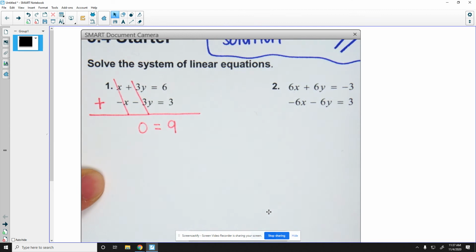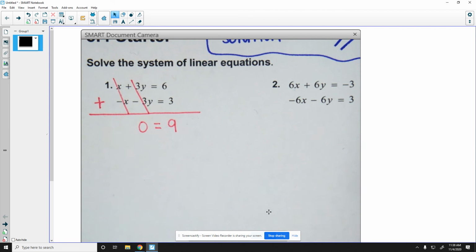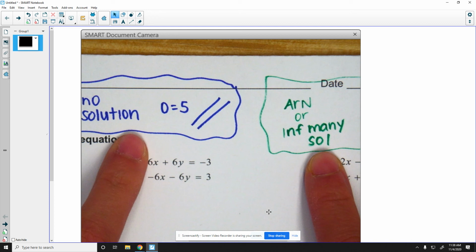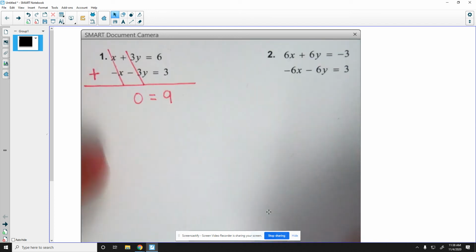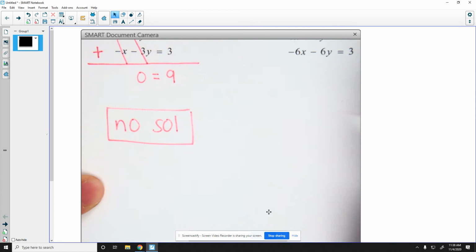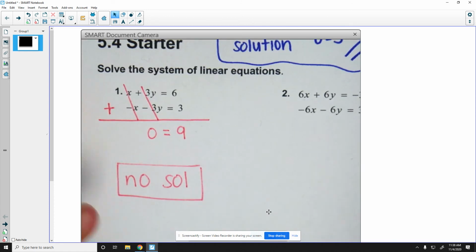So this is me showing my work. I don't have that much work to show, but I still showed something, right? I didn't just write the final answer. So I have 0 equals 9. So what is my answer? No solution, because 0 does not equal 9. So it would be no solution. And remember, if I were to graph it, that means my lines would be parallel. So that's the first one.